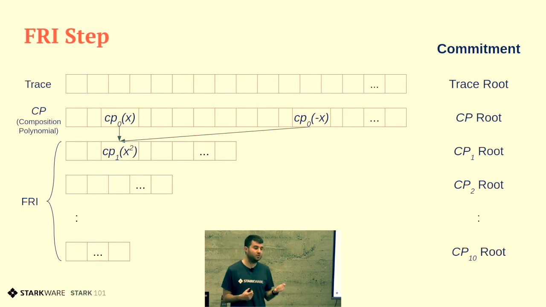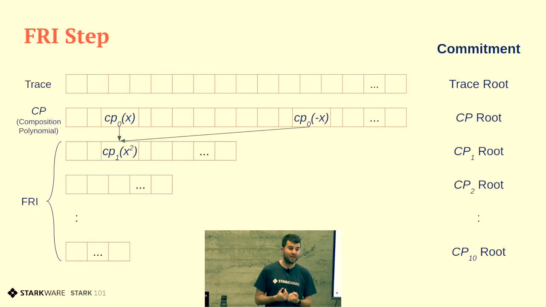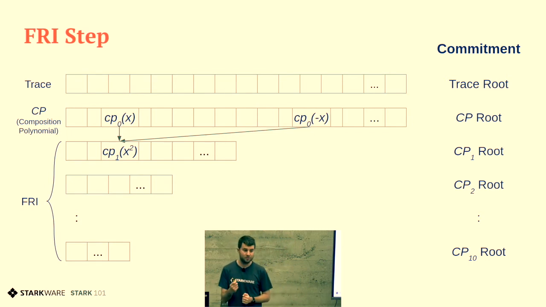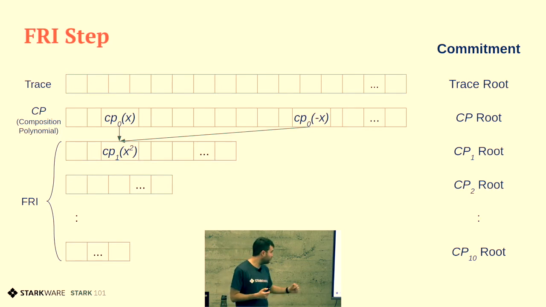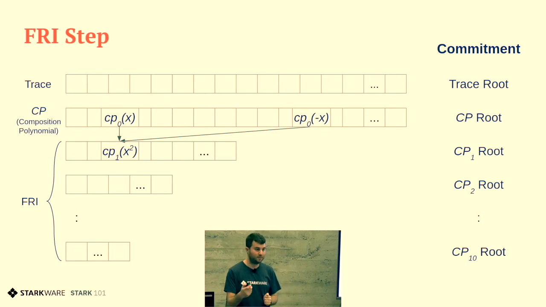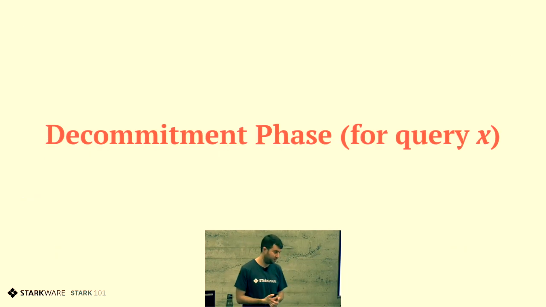The prover will send to the verifier CP of x and CP of minus x at layer 0. The verifier will be able to compute by himself CP at layer 1 of x squared. He will compute it by himself, and then he will verify that the computation that the prover did was done correctly. Then the prover will send to the verifier CP at layer 1 of minus x squared, and he will be able to compute CP at layer 2 of x to the power of 4, and repeat again and again.